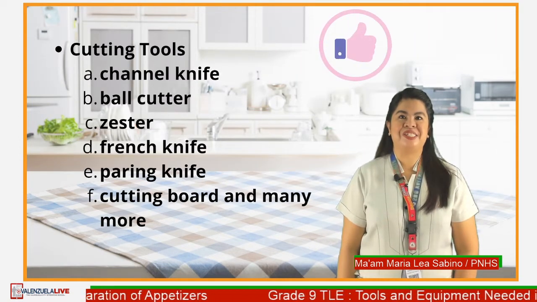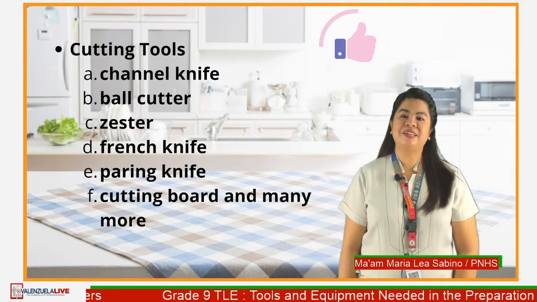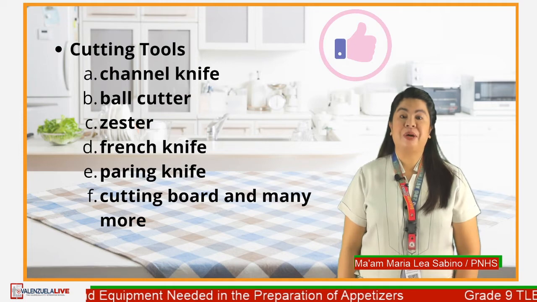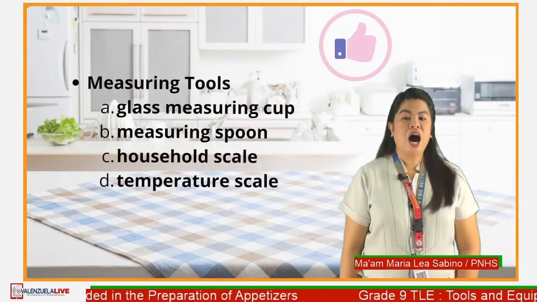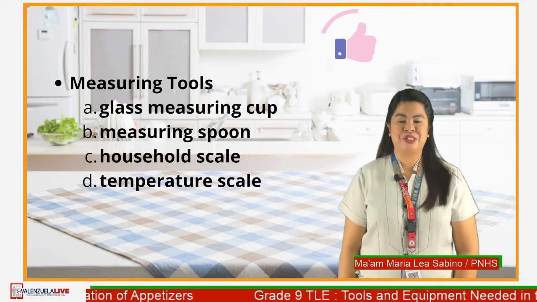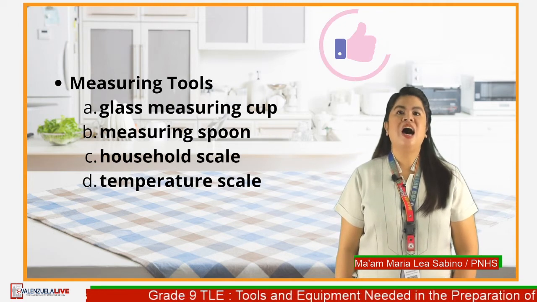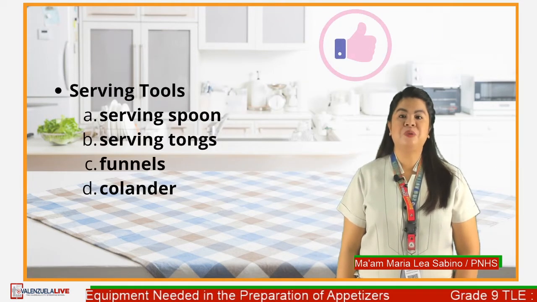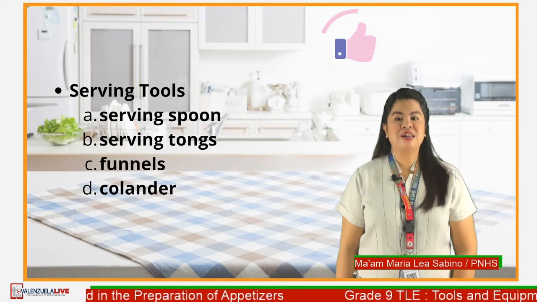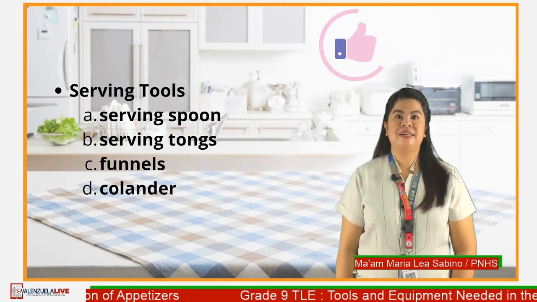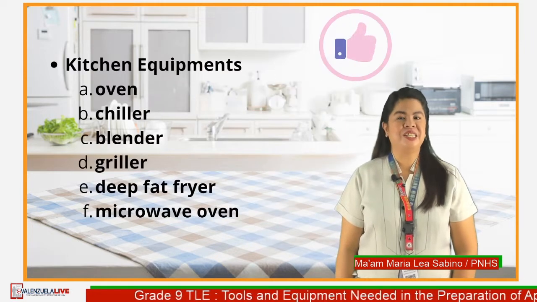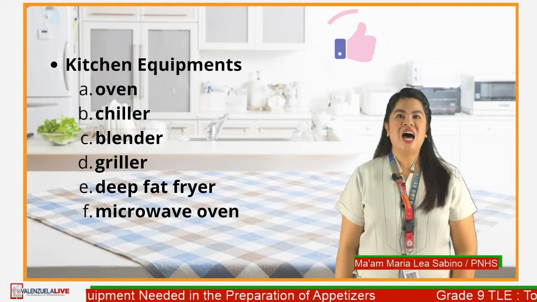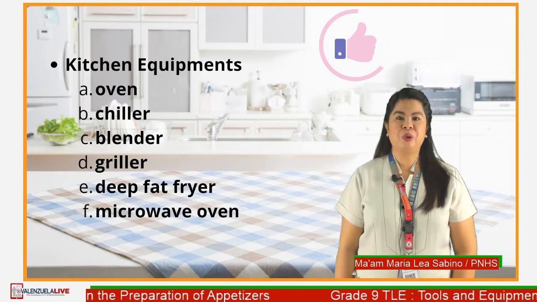Under the cutting tools, we have the channel knife, bone cutter, zester, French knife, paring knife, cutting board, and many more. Under the measuring tools, we have the glass measuring cup, measuring spoon, household scale, and temperature scale. Under the serving tools, we have the serving spoon, serving tongs, funnels, colander, and lastly, under the kitchen equipment, we have the oven, chiller, blender, griller, deep pot fryer, and the microwave oven.